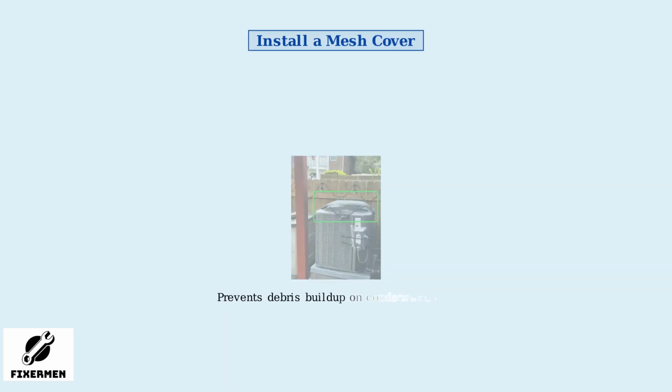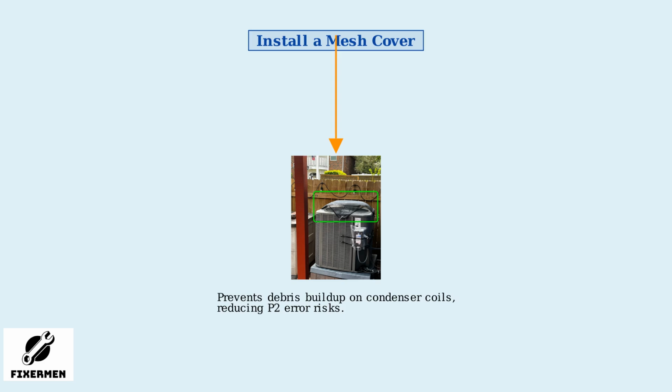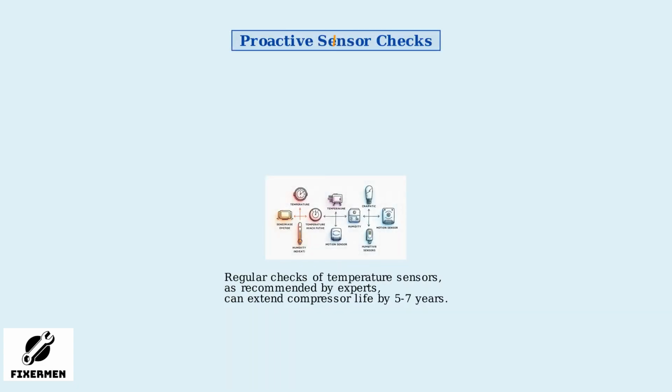Installing a mesh cover over your outdoor AC unit prevents debris buildup on the condenser coils. This simple step significantly reduces the risk of P2 errors by maintaining clear airflow and preventing overheating. Proactive sensor checks are essential. Regularly testing temperature sensors, as recommended by HVAC experts, can extend your compressor's life by 5 to 7 years and prevent P2 errors from faulty readings.